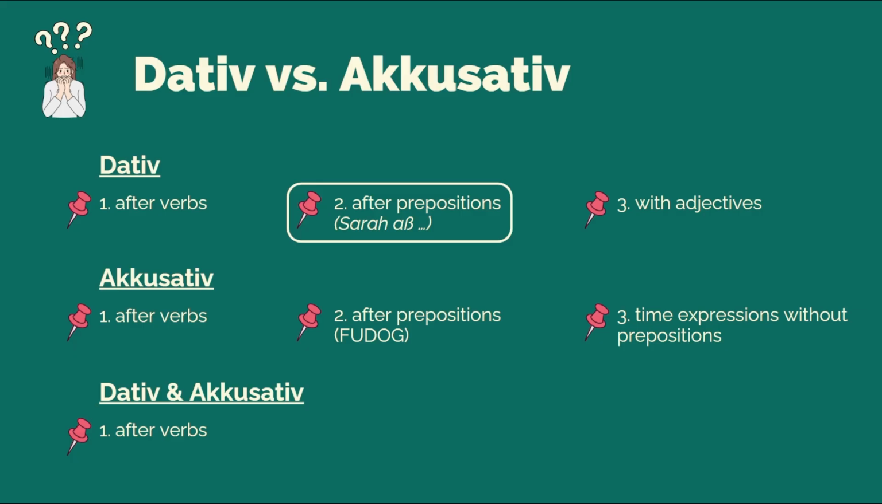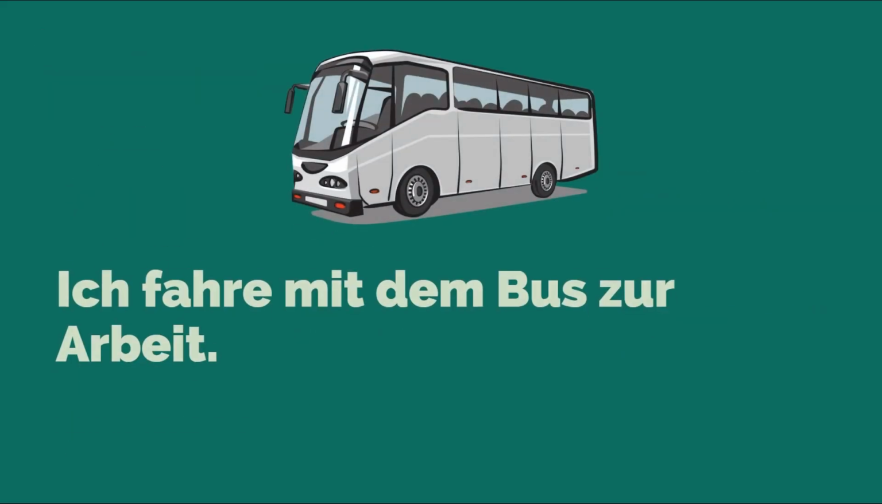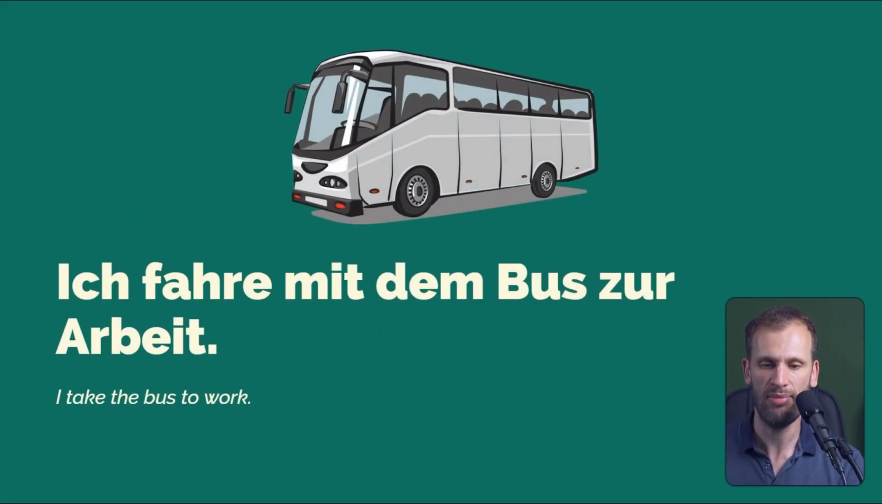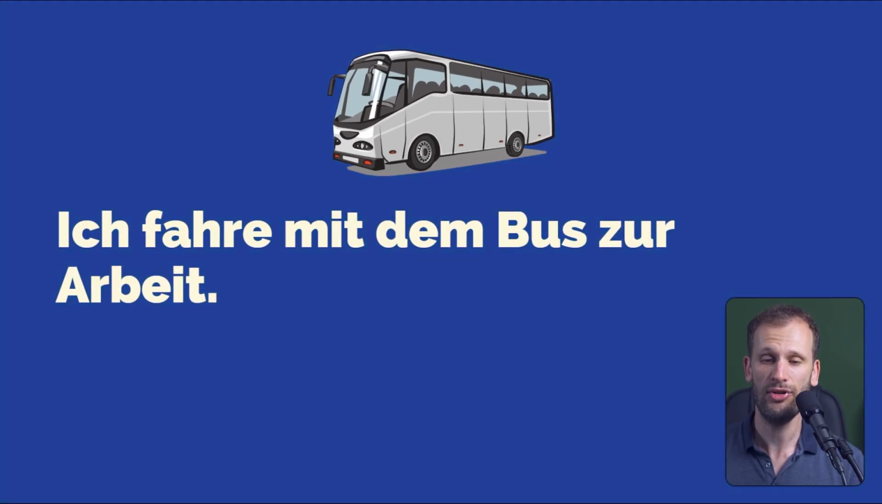So the second reason why we have the dative case sometimes is after prepositions. And here I've come up with a silly sentence to help you memorize the dative prepositions. I'll show you in a second. Let's take a look first at the first example sentence. Ich fahre mit dem Bus zur Arbeit. I take the bus to work, or I go to work by bus. The noun is der Bus, and for the plural we have die Busse.